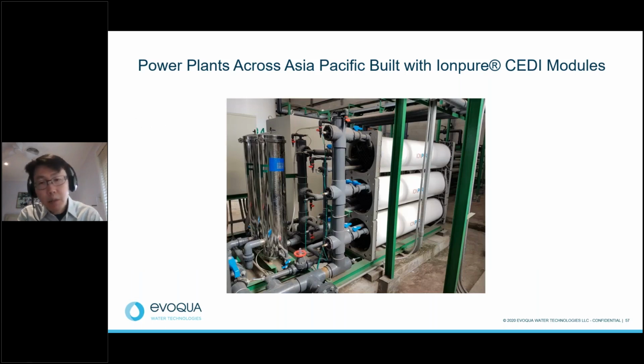So this is another power plant in Thailand. One thing to take note of for our VNX module is that it is possible to stack up the modules one on top of each other. So if you have a site where there is limited headspace, it is also possible to install our VNX modules in this way too.